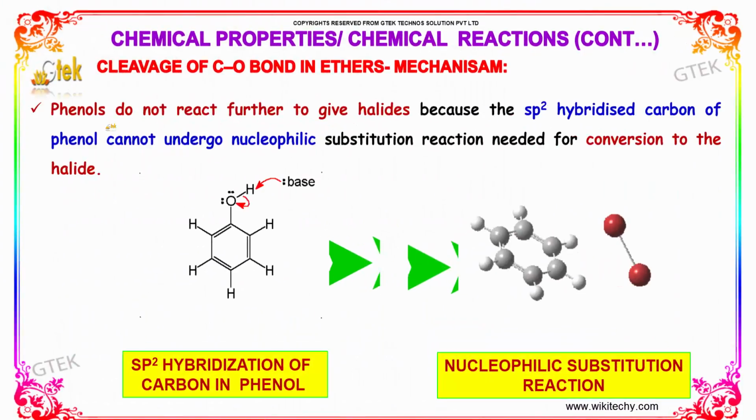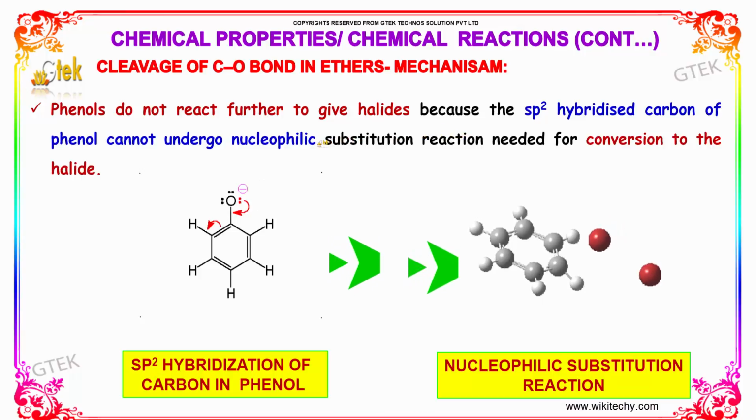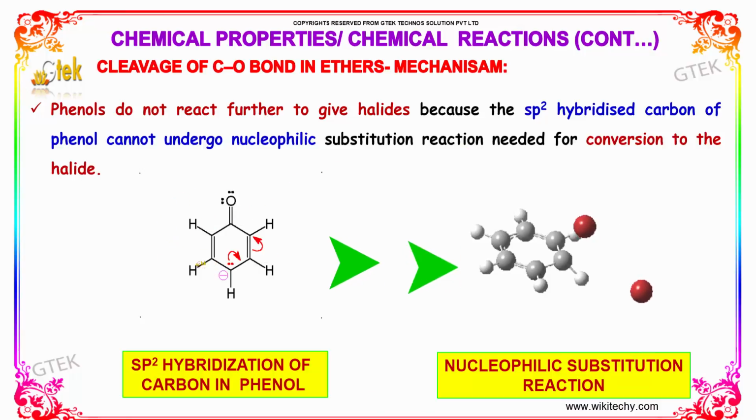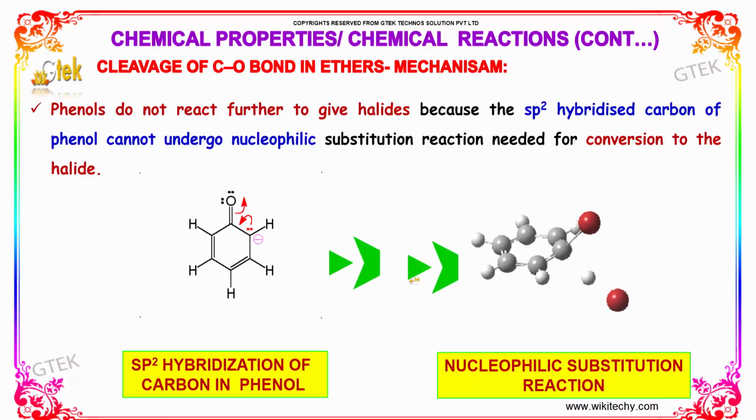Phenols do not react further to give halides because the sp2 hybridized carbon of phenol cannot undergo the nucleophilic substitution reaction needed for conversion to the halide. This is the sp2 hybridization of carbon in phenol. A nucleophilic substitution reaction is not possible due to the sp2 hybridized carbon.